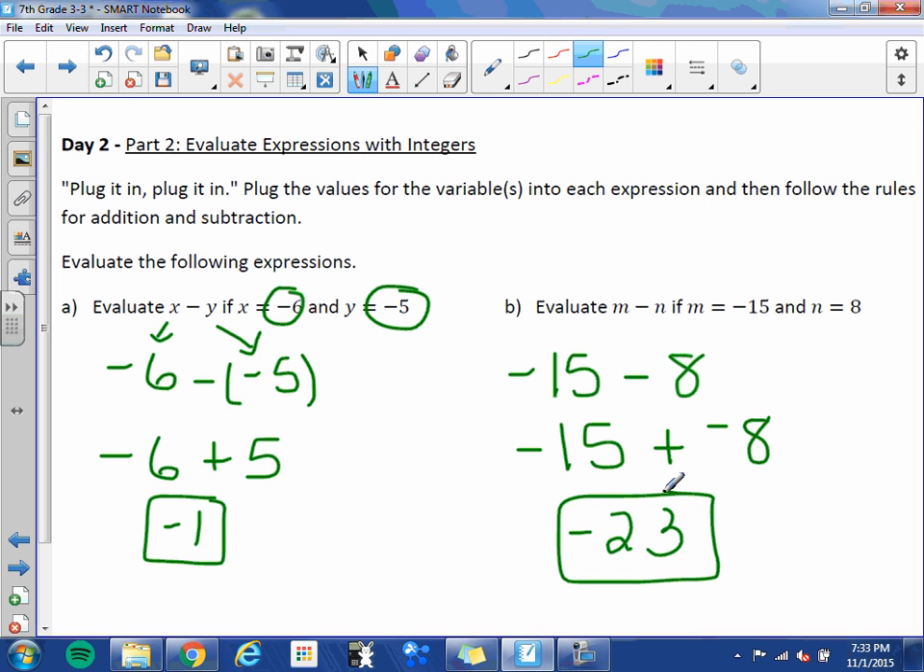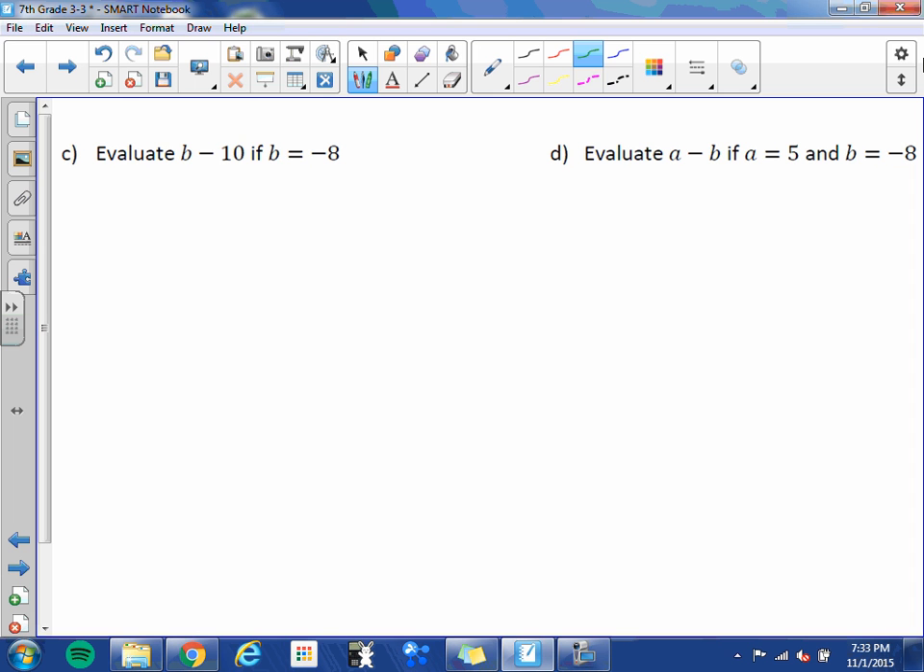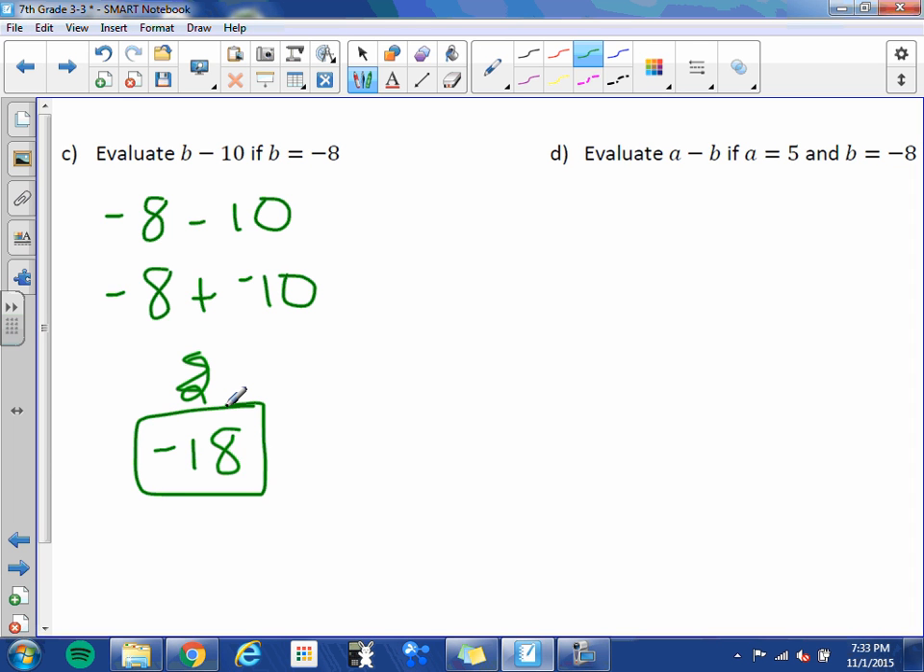So negative 23. Evaluate b minus 10 if b equals negative 8. Plug in negative 8 for b. Bring down the minus 10. I will not subtract. I will add the opposite. Same sign sum. Add them and keep the sign. You get negative 18. Letter D.